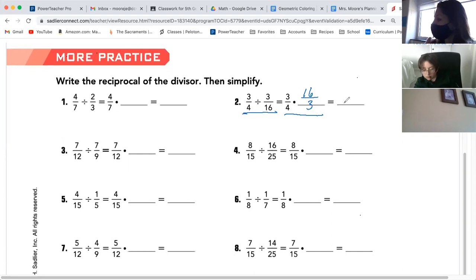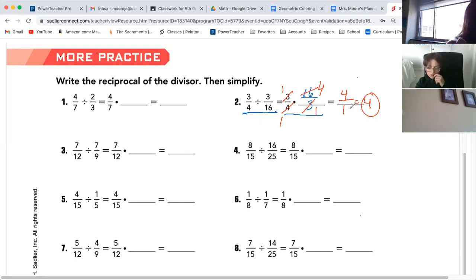If you're able, practice the skill of cutting down on the factors where you can, when you can. 3s and 3s cancel each other out, right? So what would the total product here be? It'd be 4 divided by 1, which is just plain old 4. Okay. How about number 3?